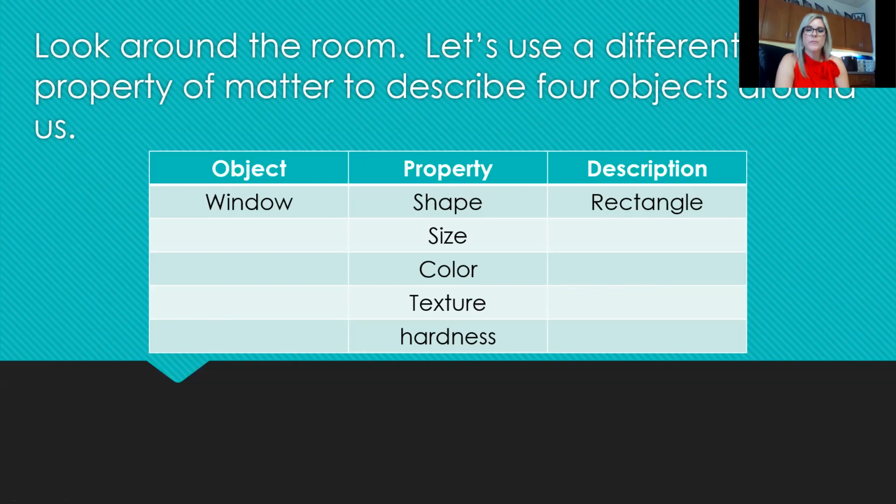Find a third object. I wonder what the texture of this object is. You might have to touch it unless it's something that you know. Like I know if I were to rub the top of my desk, it's a smooth surface, okay? So describe the texture of that object. If you don't know exactly how to describe it, you may need to feel it. Good descriptive words, guys. And one more time, you're going to find an object, and I want you to describe its hardness.